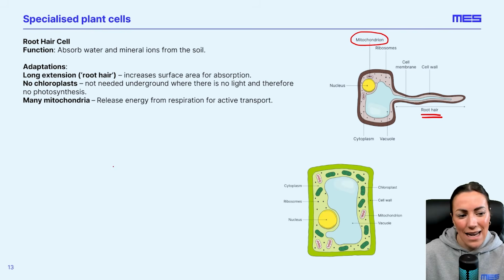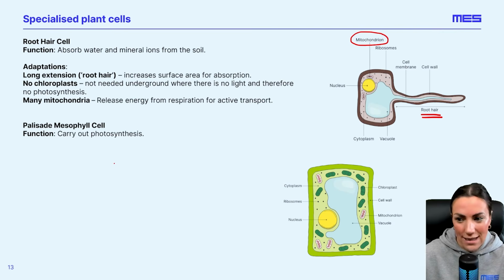Let's look at a palisade cell. This kind of looks like a typical leaf cell, right? But this is a palisade cell, so it does have some adaptations. To give it its full name, it's a palisade mesophyll cell. That just means it's a cell that's found in the leaf, and specifically, it's a palisade cell. The function is to carry out photosynthesis. So this is where most photosynthesis takes place in a leaf. This is the cell type that is primarily responsible for photosynthesis.